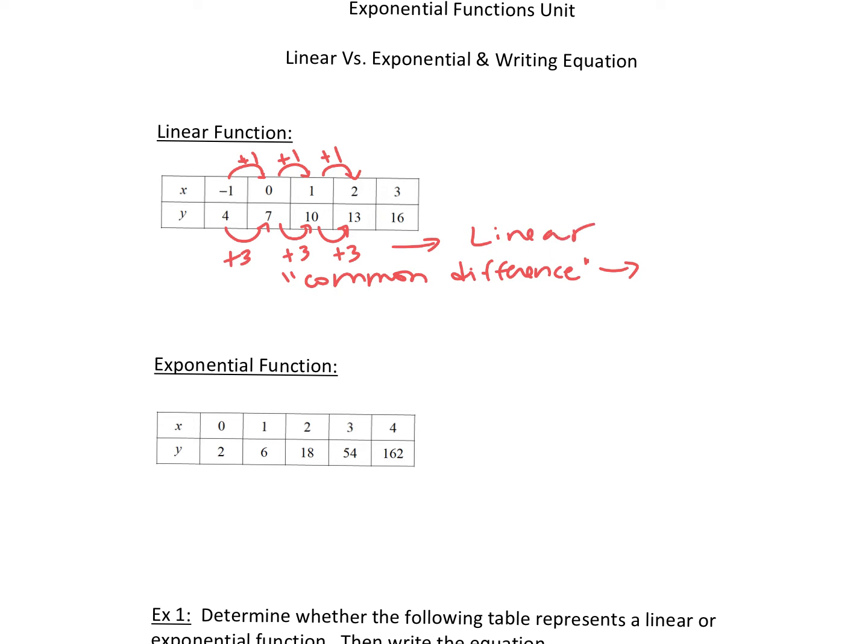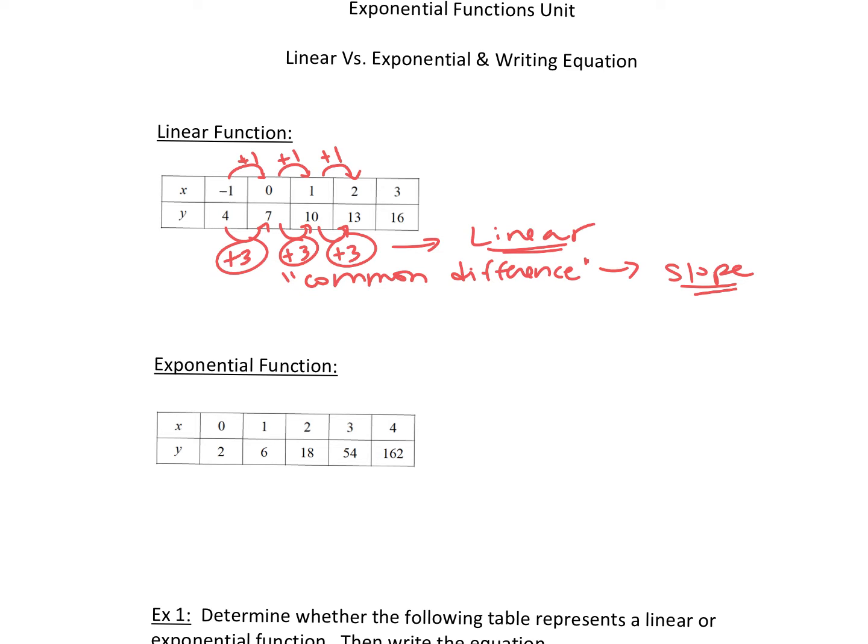Okay, so if someone just asks you, is this linear or is this exponential? If you have the same value being added every time from one y value to the next, then that's an indication that it's a linear function. Okay, and that common difference happens to be the slope of the line, right? So for every increase, it's a constant increase of y over x. That's the whole idea of rate of change.